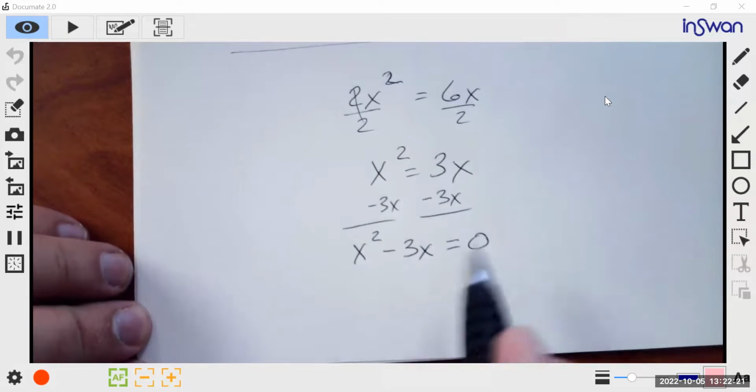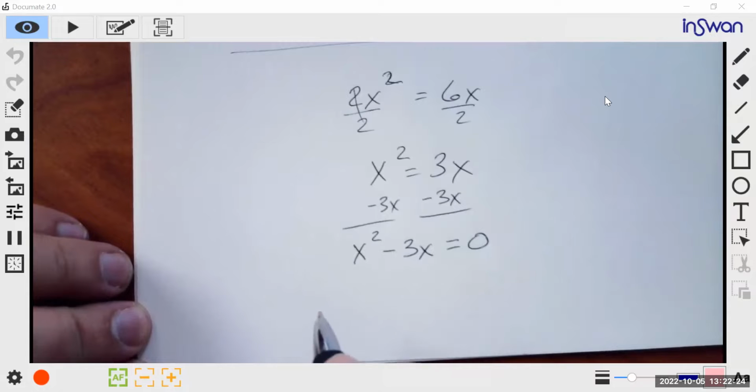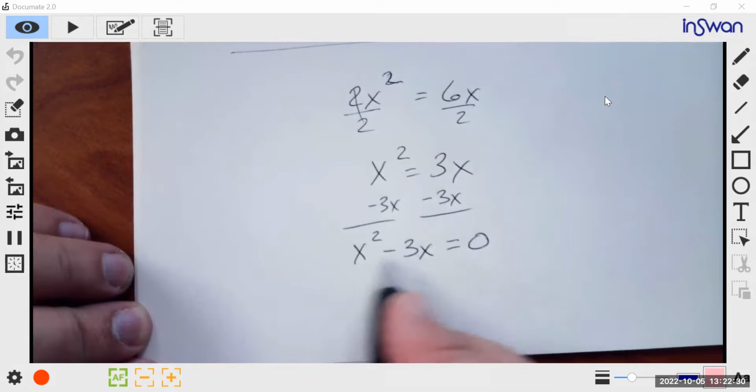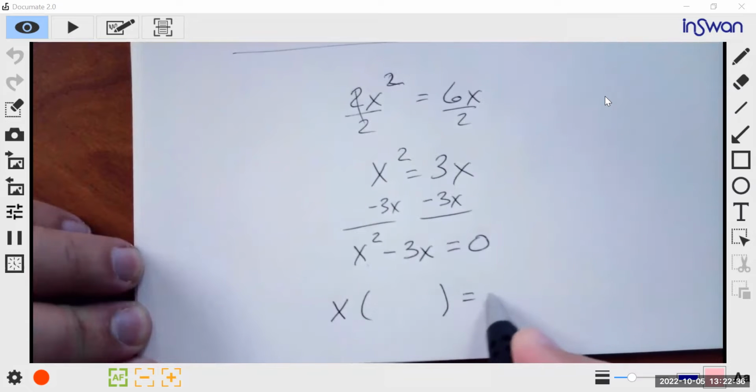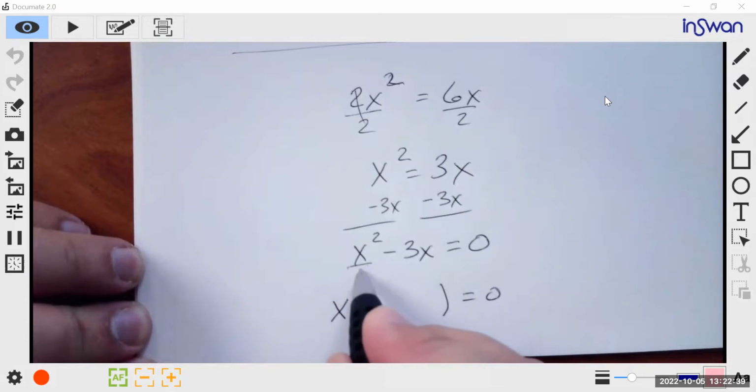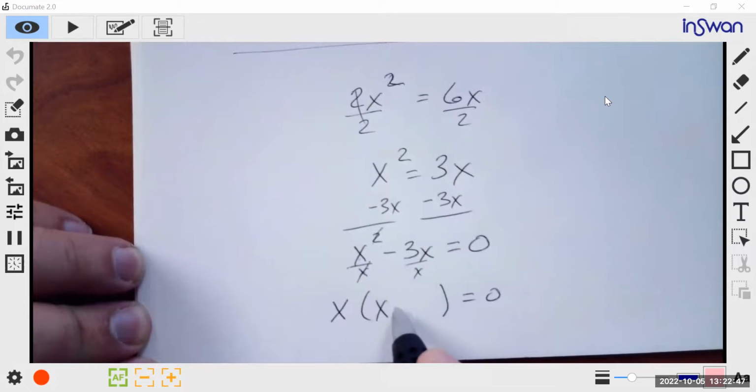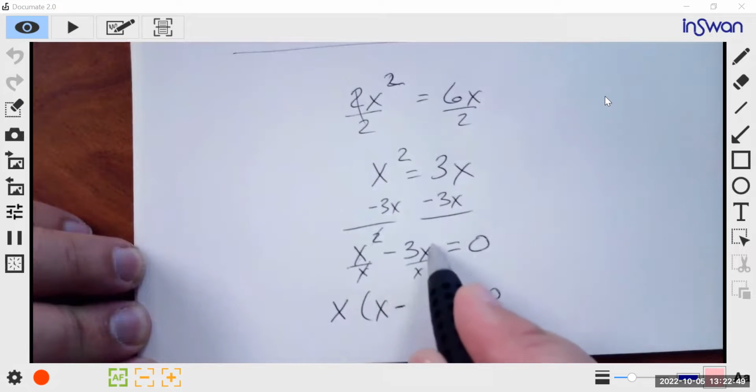Now we factor. What can we factor out? What do they both have in common? They both have an x in common, so I take out an x. Since I took out an x, I divide each of these by x. Whatever I have left goes inside here. X squared divided by x is x, minus 3x divided by x.